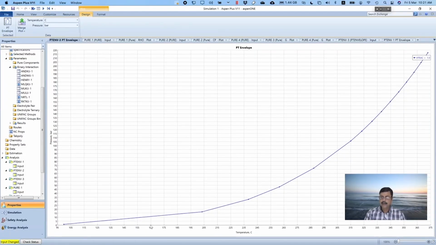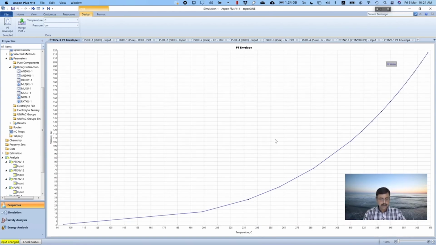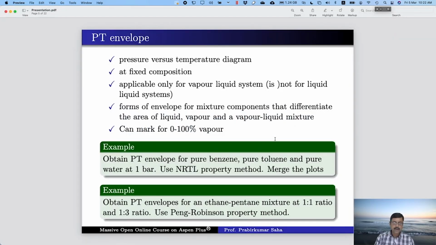Anyway, we can see what is the critical pressure and critical temperature, and you can see it is 373 degrees centigrade and 217 bar. That is the critical pressure. So let us change it to water. Okay, so we have got PT envelope for pure benzene, pure toluene and pure water at 1 bar using inertial method.